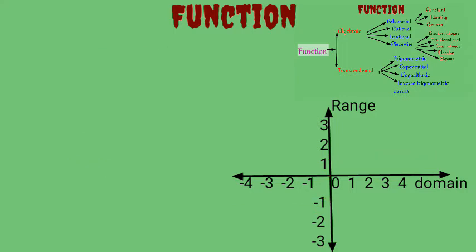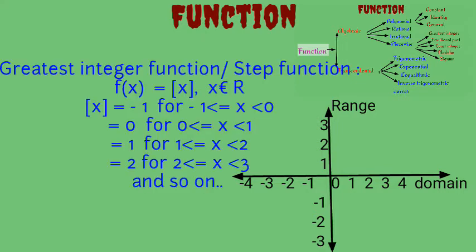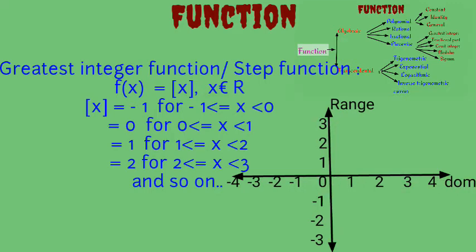Our next function is the greatest integer function, which is also known as step function, and it is denoted by f of x equals box x and is defined as follows, which means within the interval it will take the greatest integer value. Like here in the definition, within the range -1 to 0, the only integer portion is -1, and for 0 to 1 the only integer portion is 0, so the functional value will be 0. And between the range 1 to 2, the only integer value is 1, so it will take the functional value as 1, and so on.